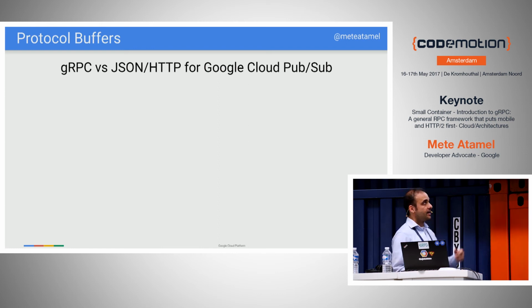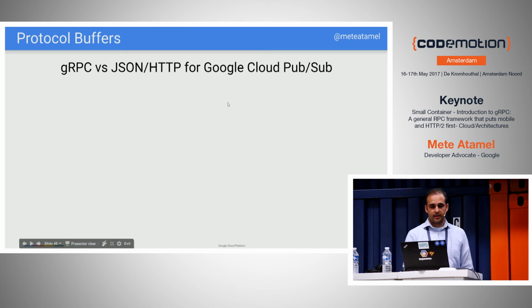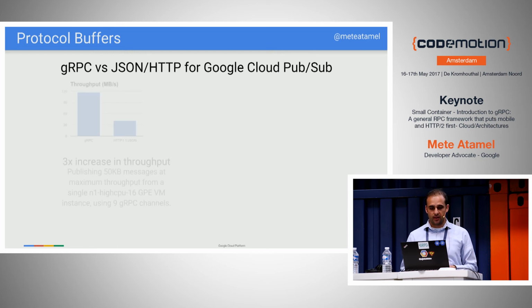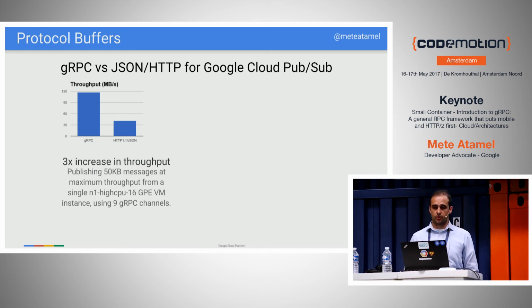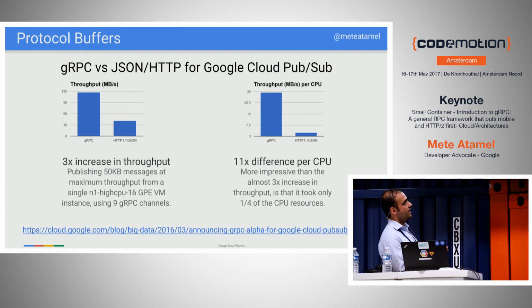And at Google Cloud, we actually have a service called PubSub. It's a publish-subscribe messaging framework, and it has some endpoints. It used to be in JSON and HTTP, and we recently implemented a gRPC endpoint as well. And this is what we've seen. By changing from JSON to gRPC, we got a 3x increase in throughput. But more impressively, we also did the 3x increase with 1/4 of the CPU resources. So that's the efficiency that you get with protocol buffers.